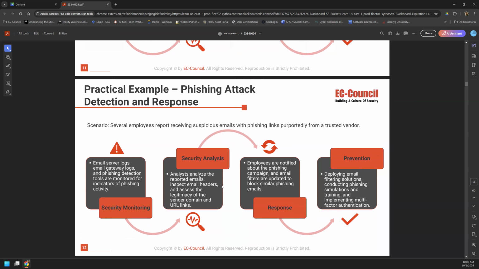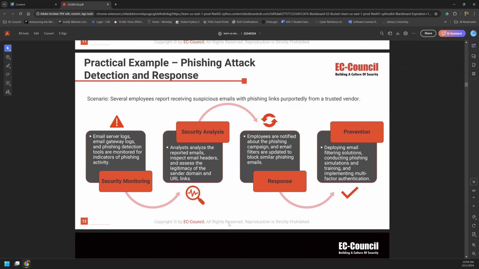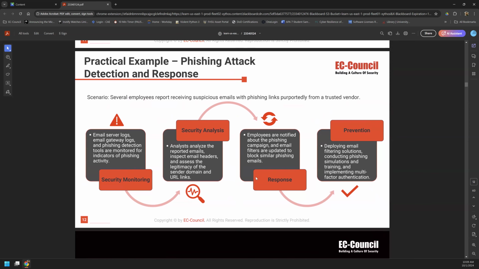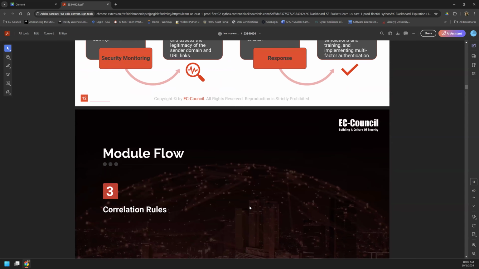phishing campaign, and email filters are updated to block similar phishing emails. And we can also deploy email filtering solutions, conduct phishing simulations or trainings, and implement multi-factor authentication. We tend to see this a lot here at Fort Hays, with students as well as instructors. We get quite a bit of this going on.